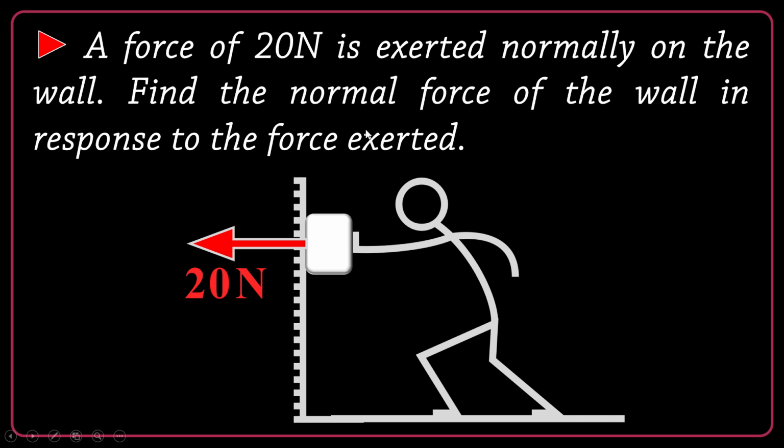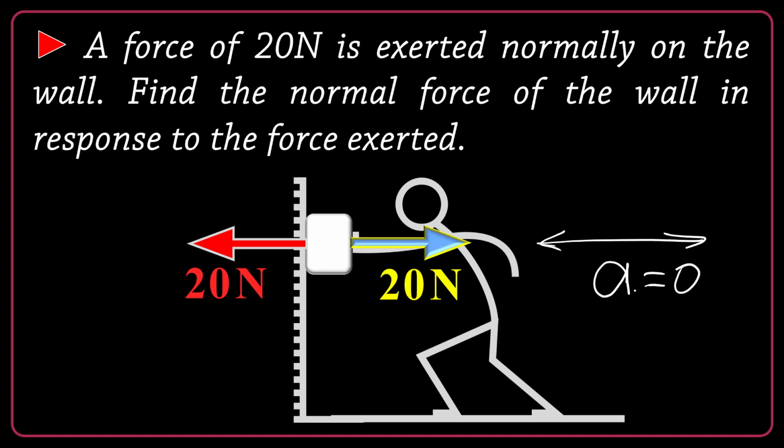A force of 20 Newton is exerted normally on the wall. Here as you see. Find the normal force of the wall in response to the force exerted. I believe that in horizontal direction, I have no acceleration. So the object horizontally is acted by 0 net force. So the wall must generate a 20 Newton of force. This is the normal force to cancel my 20 Newton. Vertically, the object may slide down, may accelerate, but it's not important for me because normal force here is normal to the wall. So it seems to be a horizontal force.